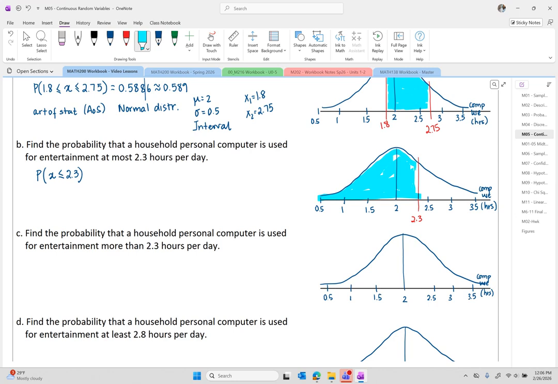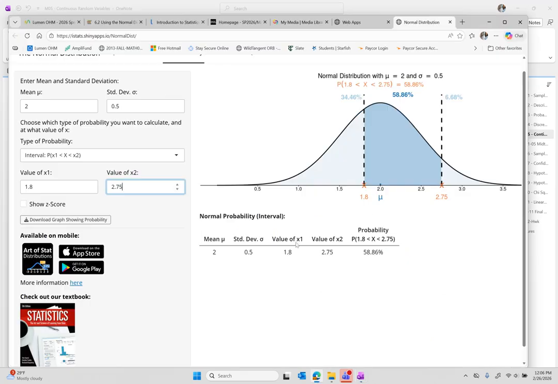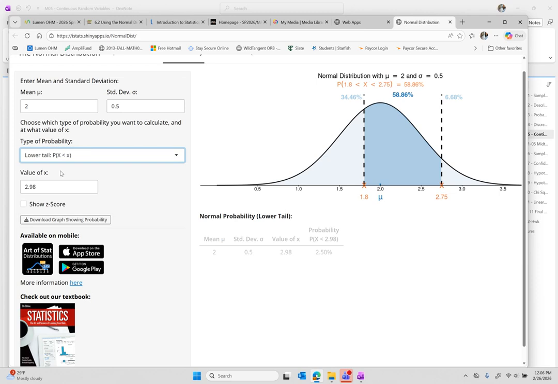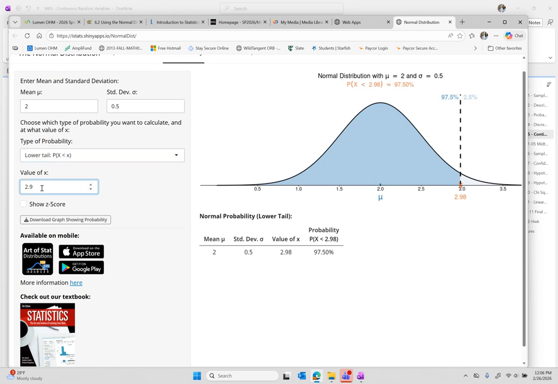And I will verify when I use Art of Stat. So again, I'm going to go in Art of Stat and I'm going to say I have the same mean and standard deviation. I'm looking for a lower tail this time. The value for x is 2.3, and it's going to, again, give me the mathematical expression here at the top, give me the probability of 72.57%. And again, down here in the table, I can see the expression again.